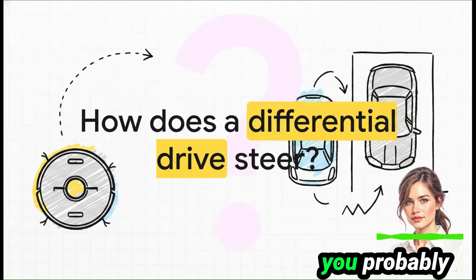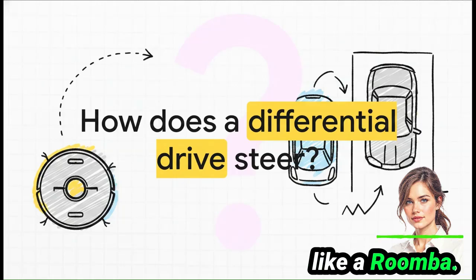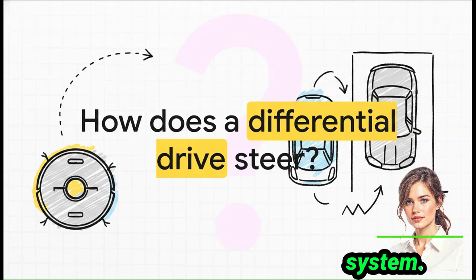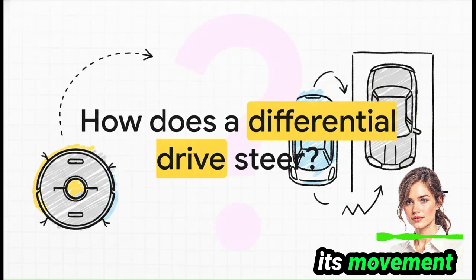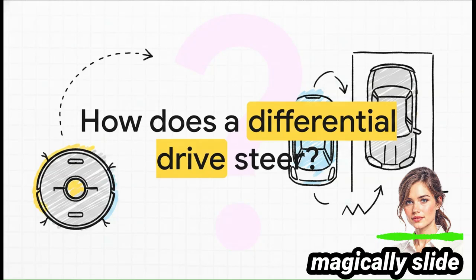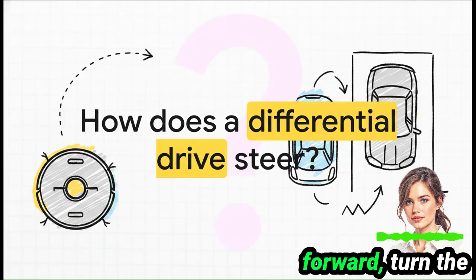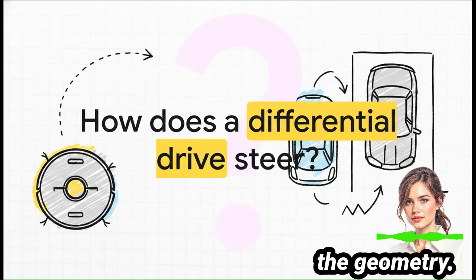Let's ground this with something you probably have at home, like a Roomba. How does it steer? Well, it uses what we call a non-holonomic system. That's just a really fancy way of saying its movement is constrained. Think about your car. It's non-holonomic too. You can't just magically slide sideways into a parallel parking spot, right? You have to pull forward, turn the wheel, back up. You have to obey the geometry.